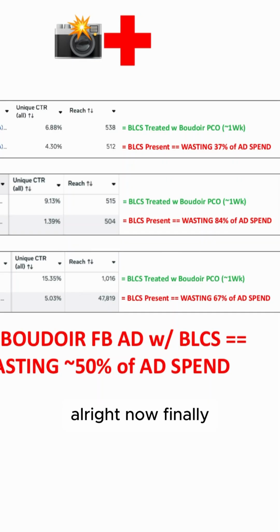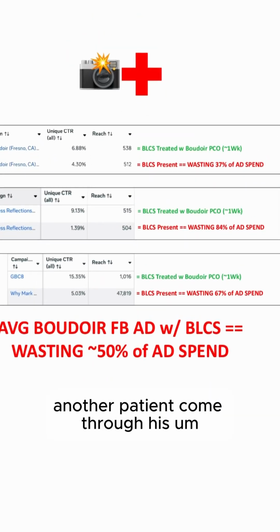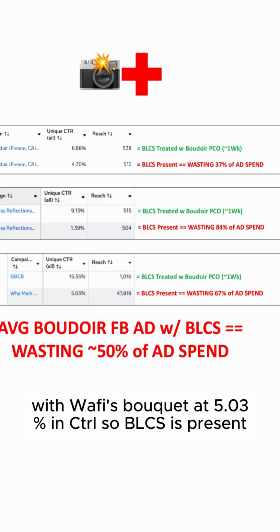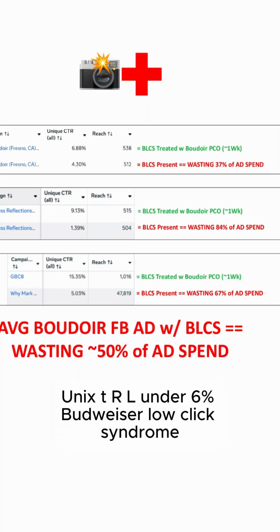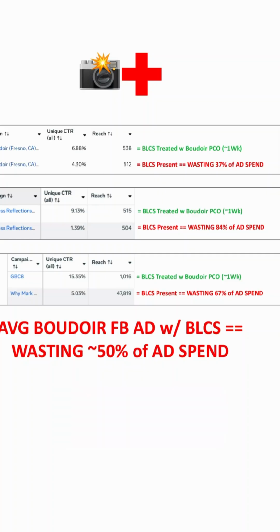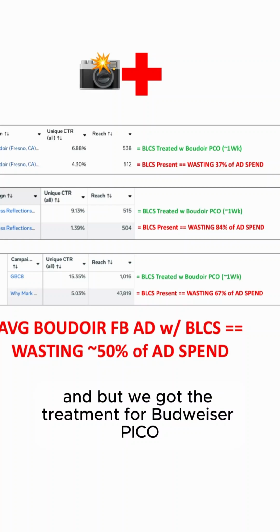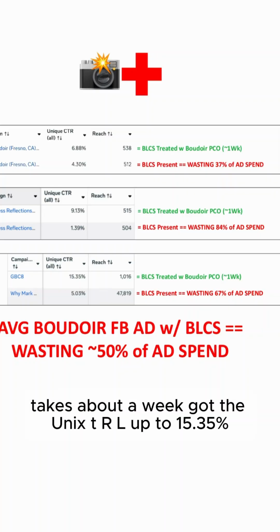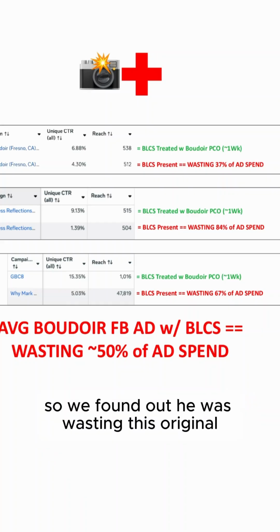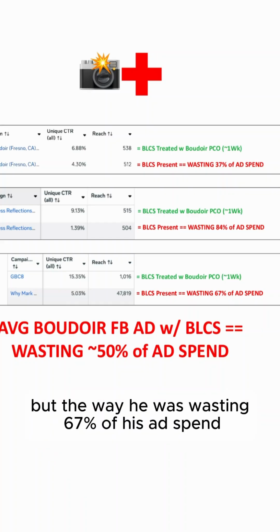All right, now finally, another patient came through with a Boudoir Facebook ad at 5.03% unique CTR. So BLCS is present, unique CTR under 6%, Boudoir low click syndrome. But we've got the treatment for it, Boudoir Pico. We treated it with Boudoir Pico, which takes about a week, and got the unique CTR up to 15.35%. So we found out this original Boudoir Facebook ad was wasting 67% of his ad spend.